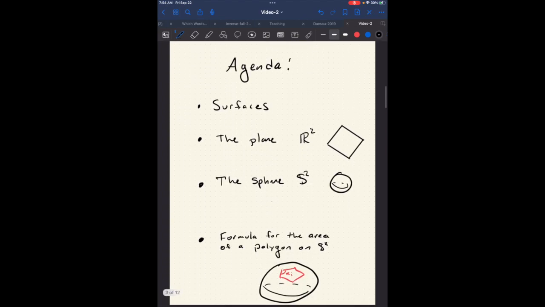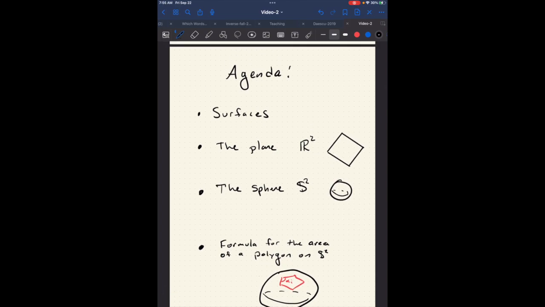Okay, so this time, I know at the end of the last video I said I was going to talk about the curvature and the Euler characteristic, but we're going to slow down a little bit and just talk about surfaces. Two surfaces that'll be important to us are the plane, R², that most of us have spent a lot of time working on, and then the sphere, which we'll denote S². And ultimately what we want is a formula for the area of a polygon on the sphere in terms of the interior vertices. Oops, that was my highlighter. So this video will culminate in a formula for that. So that's our goal.